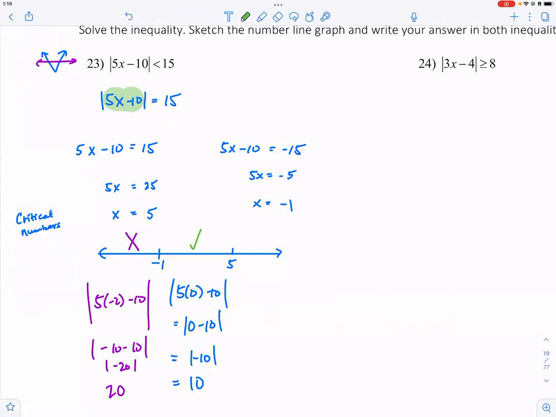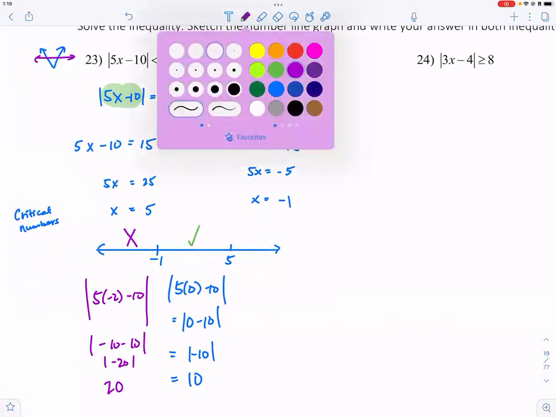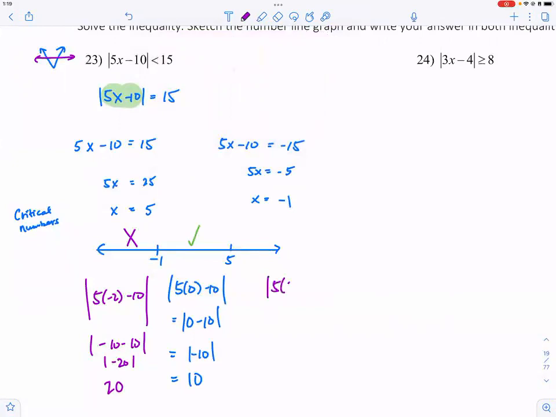And then you have 5 or greater than 5. So pick a value that's greater than 5. Let's say 6. 5 times 6 minus 10 is equal to 30 minus 10, which is 20. Absolute value of 20 is 20. 20 is not less than 15. So values greater than 5 would not work.